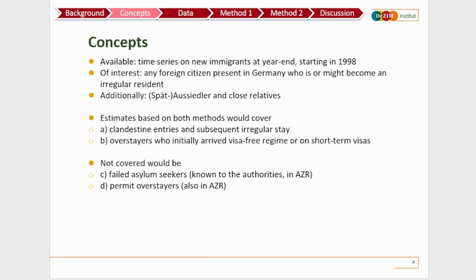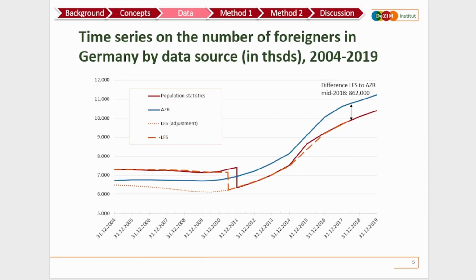What I'm showing you here is the relationship of three main data sources that are used or can be used for the number of foreign citizens in Germany, and it's already showing one of the first problems that we have with the data. In blue, you have the AZR numbers, which is the foreigners' residence register. Every foreign citizen is registered there, and you can see in all curves basically an increase over time. The time series ends here at the end of 2019.